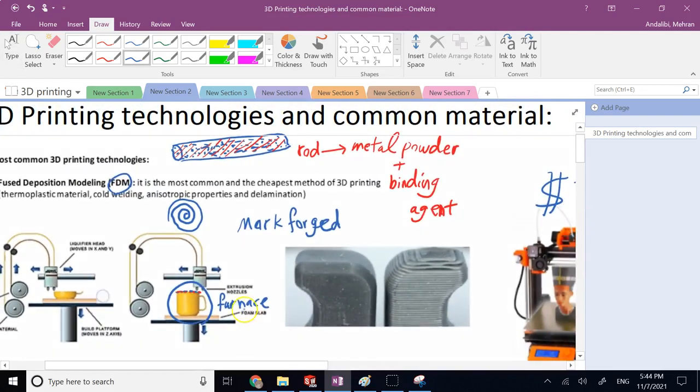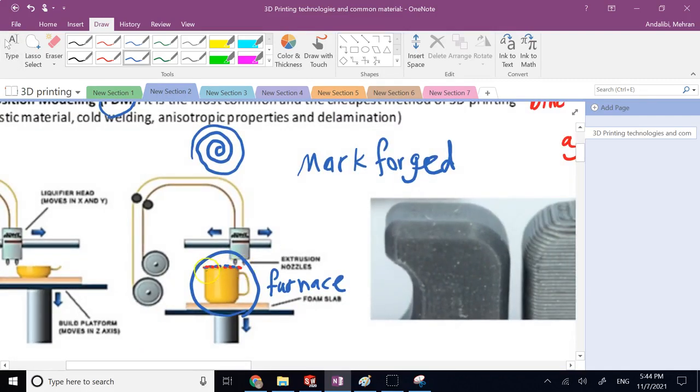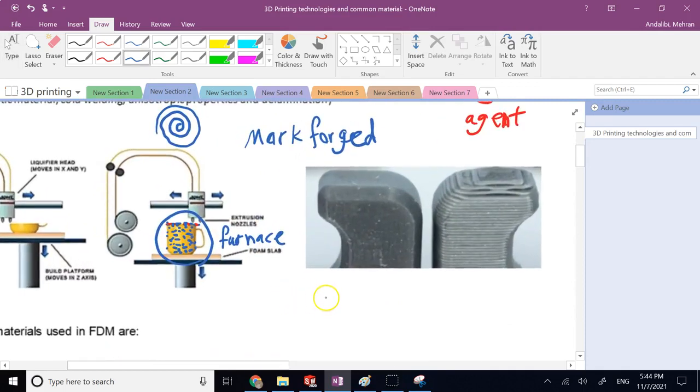And then in the furnace, the heat will evaporate the binding agent and only leaves what? Only leaves the metal powder behind. And then they use further heat to what? To basically sinter these metal powders and kind of stick them together. So you use the heat, right, to evaporate the binding agent and sinter this powder together.